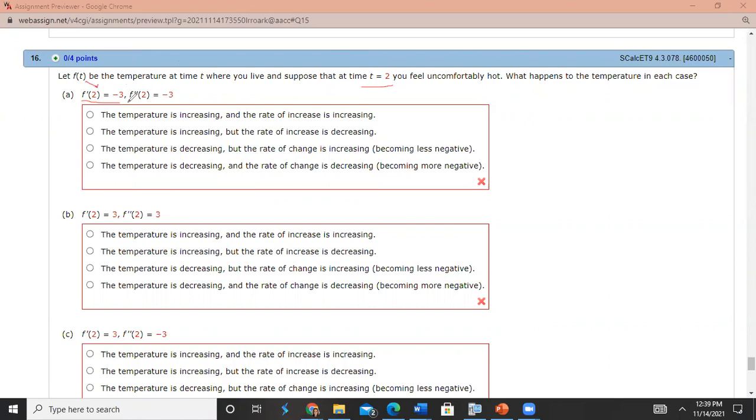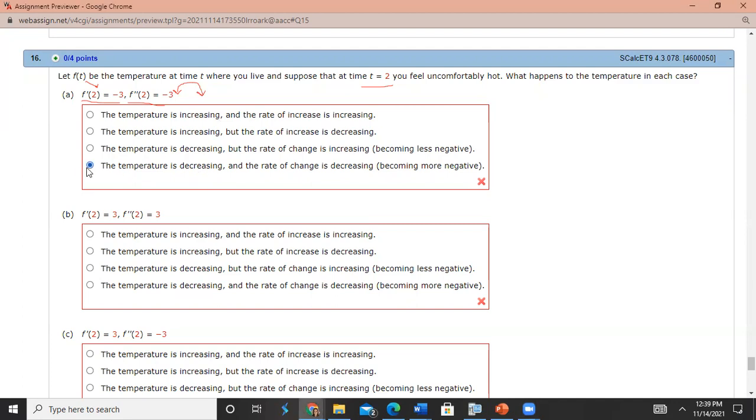But also the second derivative is -3. So not only is the slope negative, but the slope of the slope, if you think about it that way, is also negative. So let's see what these questions say. It says the temperature is increasing. No. The temperature is decreasing, but the rate of change is increasing. No. The temperature is decreasing and the rate of change is decreasing, becoming more negative.